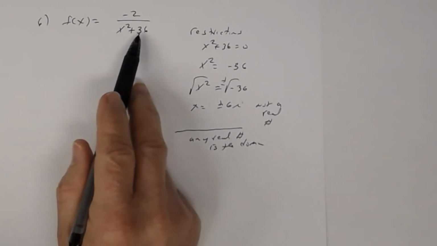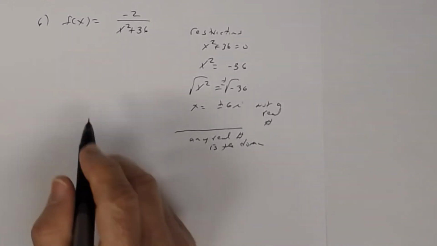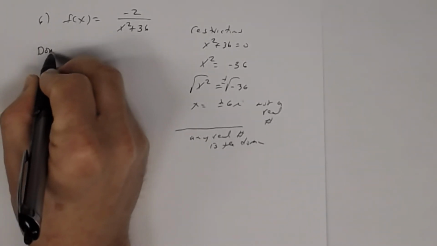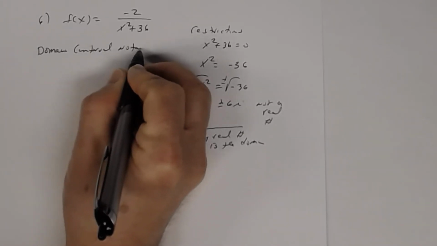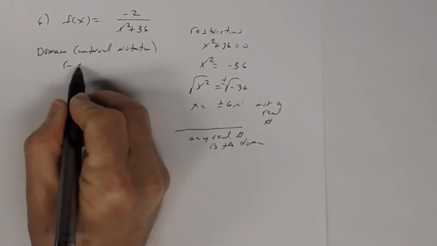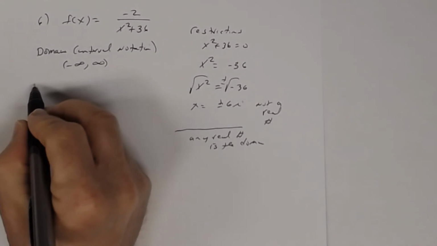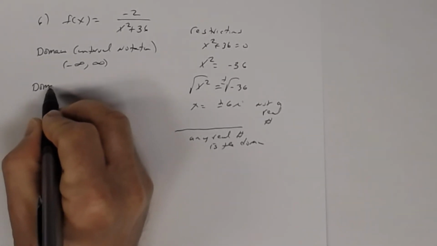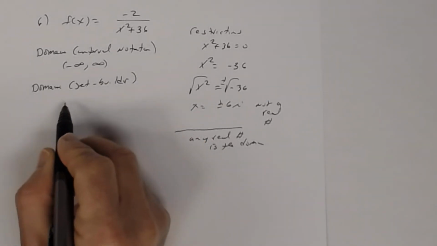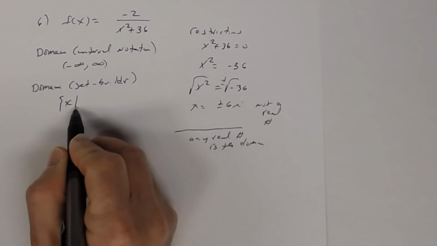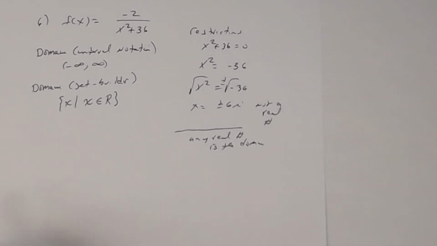Any real number you substitute into x will never make the denominator 0. So in terms of the domain, in interval notation, you're going to say negative infinity to infinity. For the set builder notation, you're going to say the set of x's such that x is an element of the reals. So that means any real number.